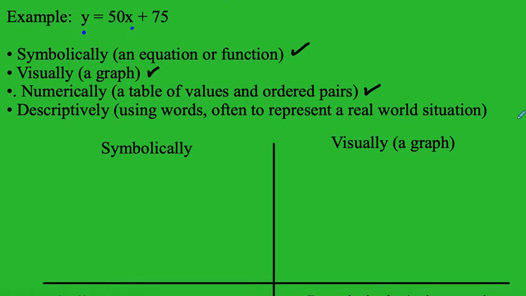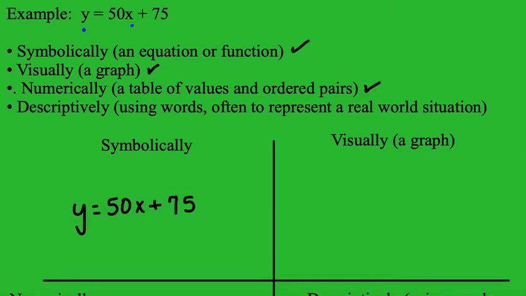All right, so let's look at this function. Symbolically, y equals 50x plus 75. That's the equation or function. So that's the function equation. So y equals 50x plus 75. Now, some of you feel completely comfortable looking at that.